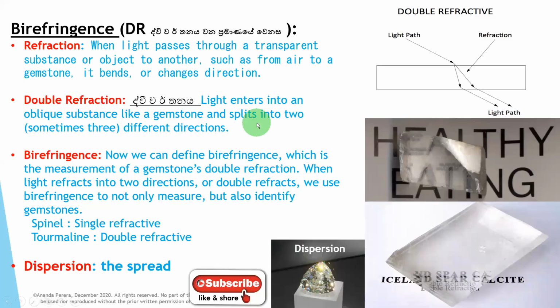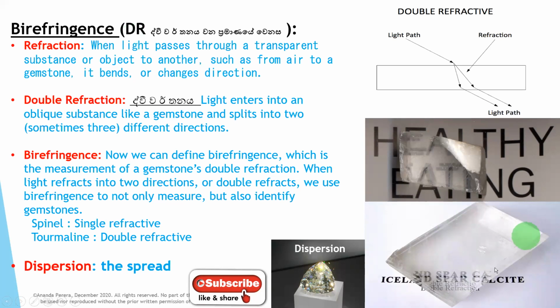Now, another thing, birefringence. Birefringence means double refractive. We know the double refractive stones. Sapphire is double refractive. Then the spinel is single refractive. So sapphire has a birefringence value. Come here. This is the first place we are looking.